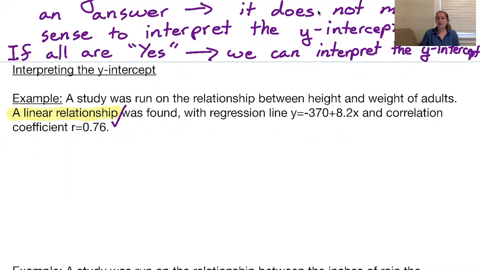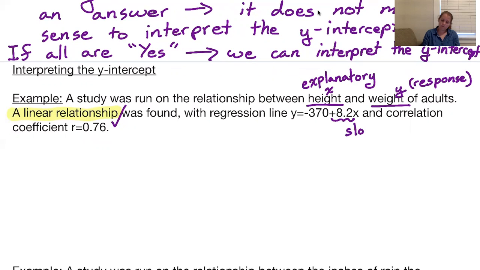And then we check our context. So in this problem, height will be our explanatory variable. So height is our X. Weight is our Y, or our response variable. In this problem, the number with the X is our slope. And the number without the X is our Y-intercept.